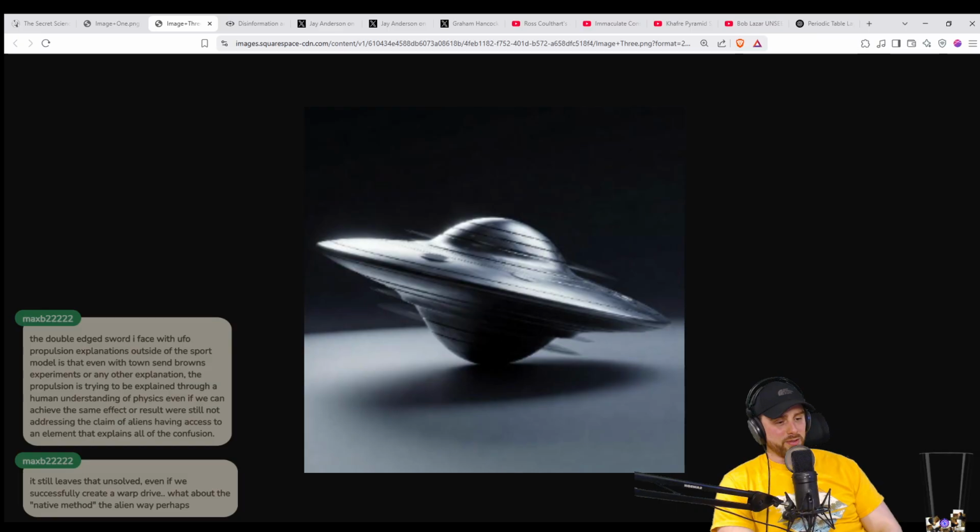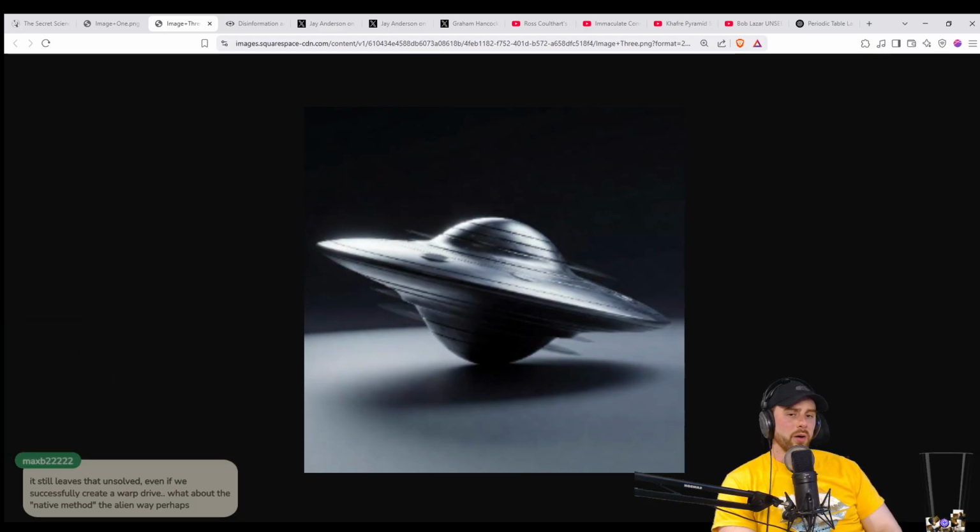The double-edged sword of the UFO propulsion explanation is that even with Dan and Brown's experiments or any other explanation, the propulsion is trying to be explained through a human understanding of physics. Even if we can achieve the same effective result, we're still not addressing the claim of aliens having access to an element that explains all of the confusion. Yeah. Well, yeah, and as people have mentioned, I think more recently, Matt Brown had mentioned this, that we have made a poor recreation of this, but yeah, we still lack the fundamental understanding of what is actually going on.